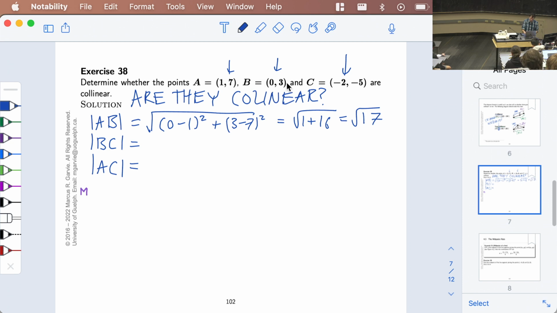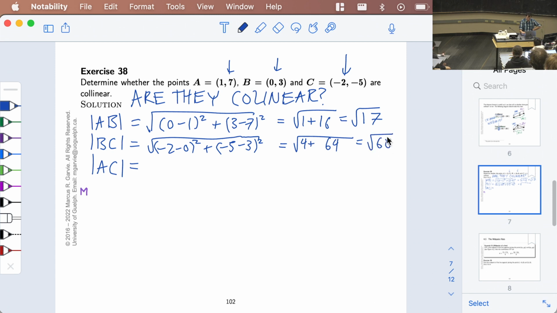What about B to C? B to C, we do the square root. Let's do the x's first. Minus 2 minus 0 squared is the x's. The y's are minus 5 minus 3, all squared. If you do this correctly, you should get the square root of 68. 4 plus 64. Did I do that right? Yeah, minus 5 minus 3 gives an 8, and when you square it, you get 64. So you get 4 plus 64, which is the square root of 68.